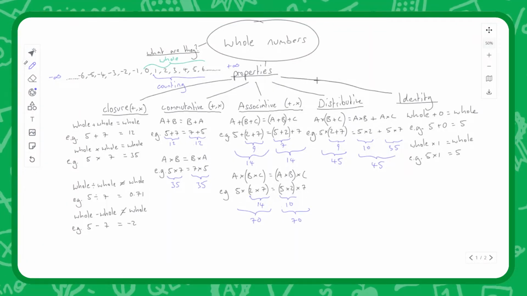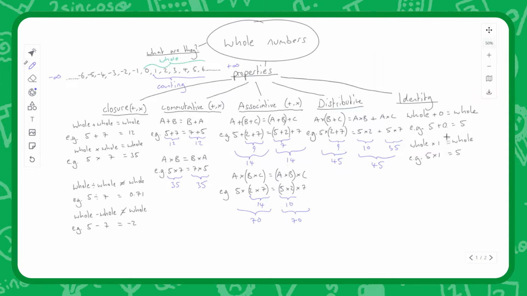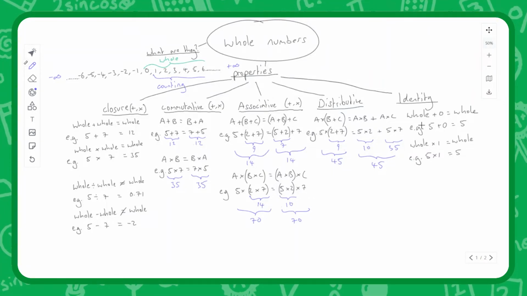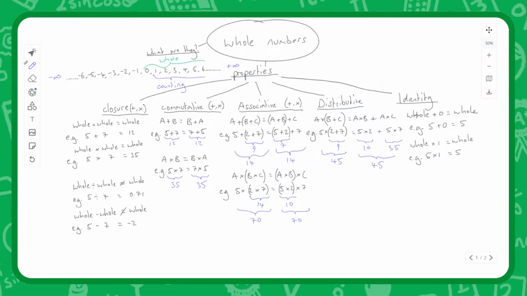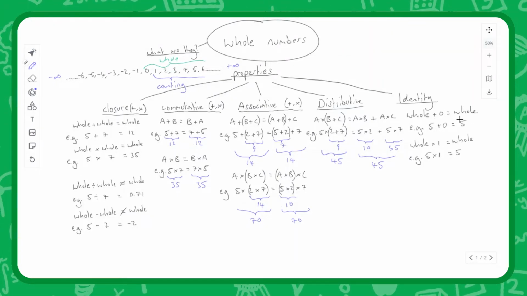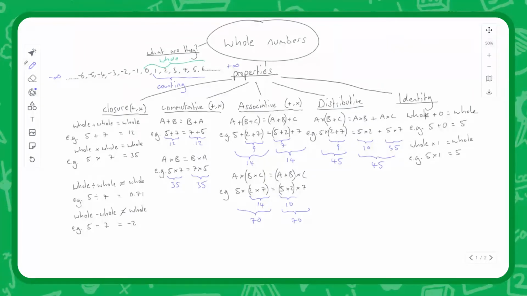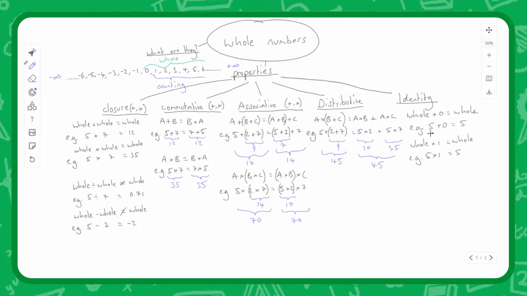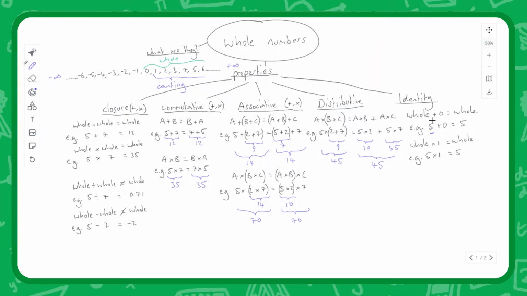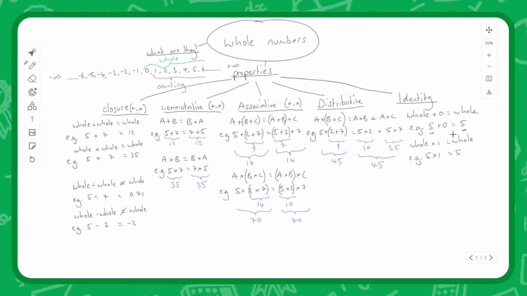Our final property, the identity property. So what this says is it's kind of two different things. One of them says that if we start off with a whole number and we add 0 to it, we end up with a whole number. And that makes sense, right? Because adding 0 to anything, we just end up with whatever we started with. So in this example, if we start off with a whole number, for example 5, we add 0 to it, nothing changes, we're still left with our whole number of 5.